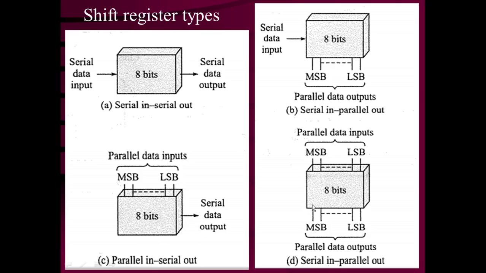And the fourth type of shift register is the parallel in, parallel out shift register. That means all the data bits are entered in a parallel fashion into the shift register. If it is an 8-bit shift register, 8 inputs will be there, and data appears at the output simultaneously, which means it comes out of the shift register simultaneously. 8 outputs are also required.